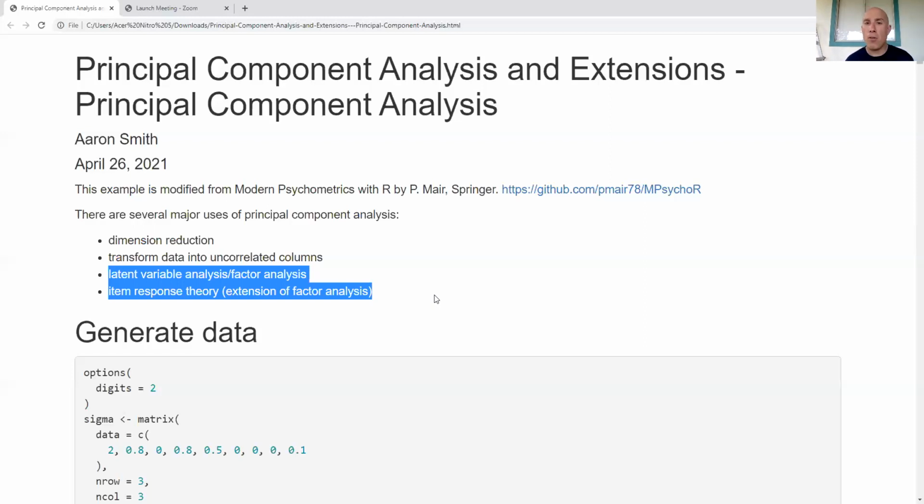Now, in item response theory, what this does is it takes the factors from factor analysis and then applies those to the data set that generated the factors, and uses that to analyze the data themselves.